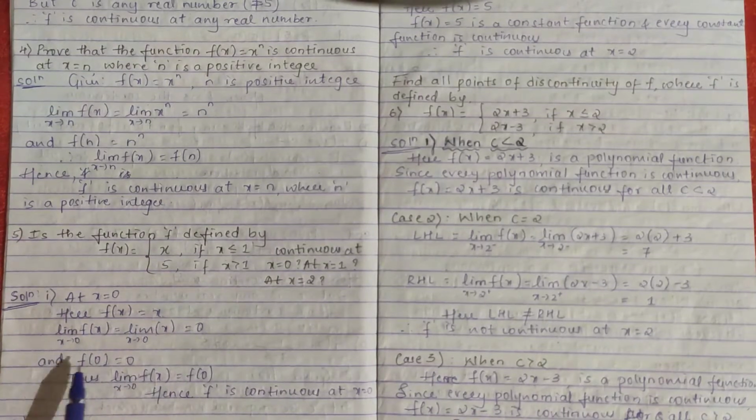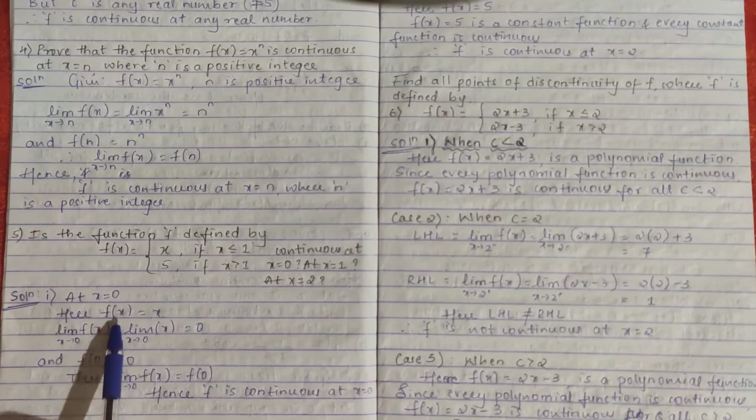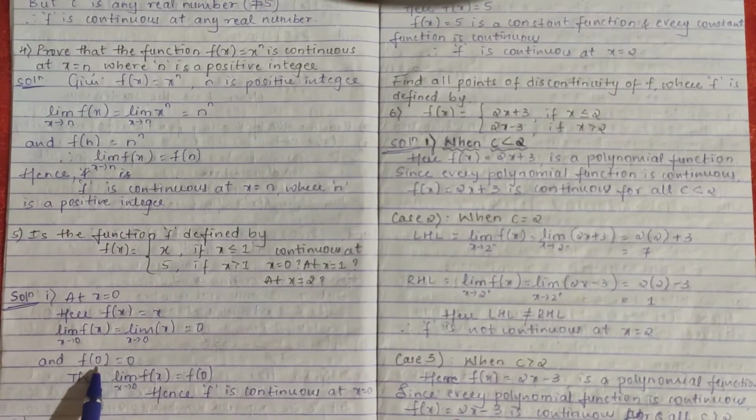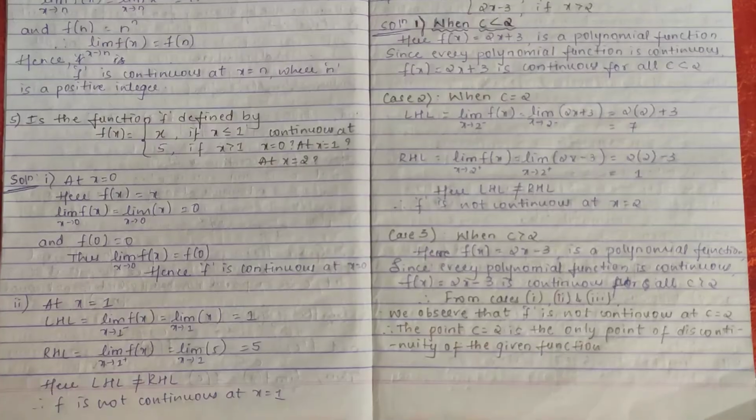The limit we saw, and at this point, at f of 0, what will we get? In place of x, I am replacing x by 0. So f of 0 is equal to 0. So my limit and the value at this point are both equal. So limit f of x as x tends to 0 is equal to f of 0. Hence, f of x is continuous at x equal to 0.